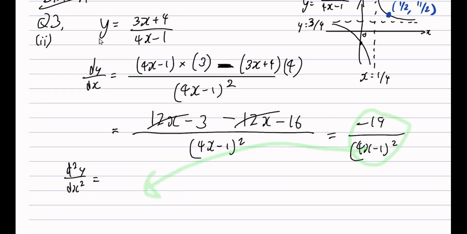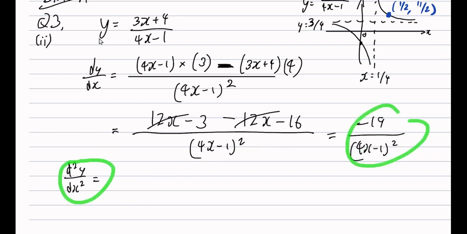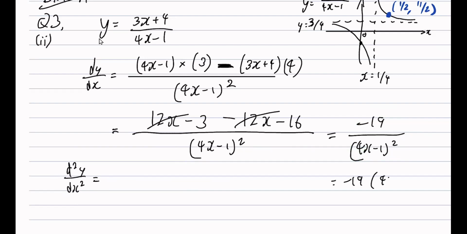Wait. d2y by dx squared. You have dy by dx: just take out the negative 19 and then bring out the 4x minus 1 on top to the power of -2. Very good. Then you can just use the scalar rule. Is that what it's called? Scalar rule, yes. And then chain rule. So -2, and then 4x minus 1 to the power of -3. This one is power rule. Chain rule is what follows next: d outer, then times d inner.